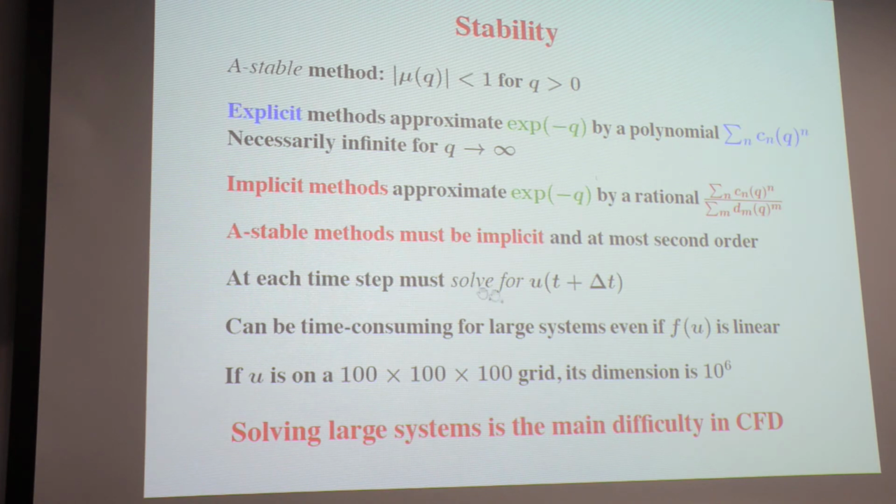An implicit method, as we said, you have to solve for u of t plus delta t. Even if you have a linear equation, that can be difficult. That means you have to solve a linear system. If your u is a velocity field in 3 dimensions, x, y, z, and you've done a resolution of 100 by 100 by 100, which is not all that much, then you're talking about a vector of length 10 to the 6th, and matrices that are 10 to the 6th by 10 to the 6th.